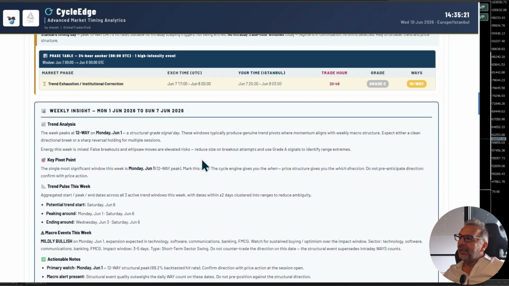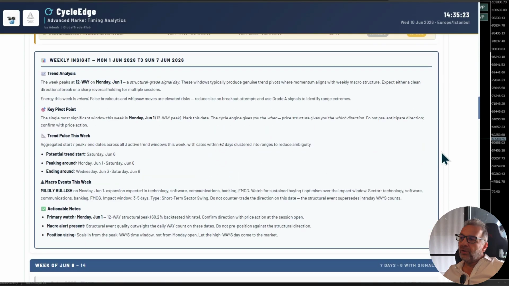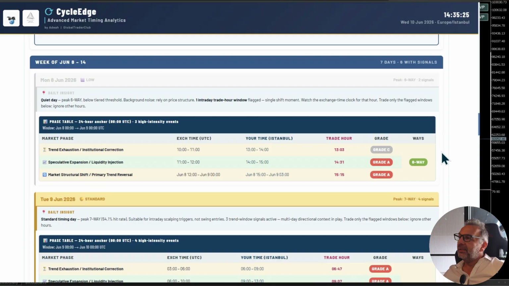So that's the weekly insight. You can take a screenshot, check it out. This is for the 8th to the 14th of June. Same kind of setup, guys. It's telling me, listen, relax. It's a low action day. Background noise, so rely on price structure. That's already good information.